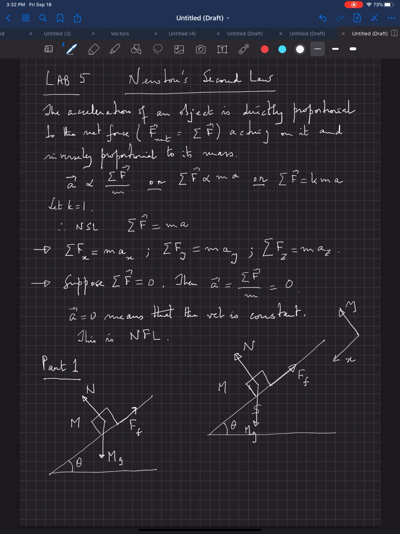vector into its y component, okay, and its x component. And if I knew what this angle was, then I could do it. So let's say this angle, okay? So I want to know what this angle is. If I knew that angle, then I could write down what the components are. Now that angle turns out to be equal to theta, all right? This angle turns out to be theta.